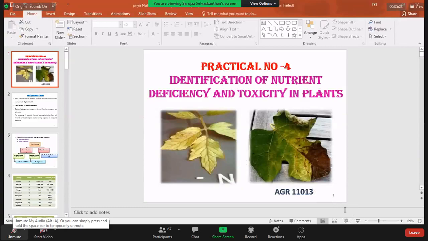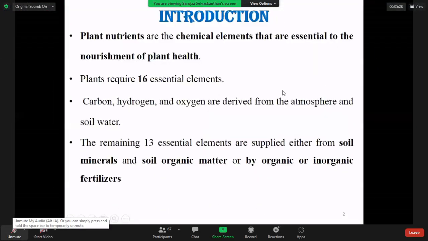Then, first we will see, what is plant nutrition? Anyone? Plant nutrition, without seeing these slides. Okay, these plant nutrients are any chemical elements that are essential for the nourishment of plant growth and health.